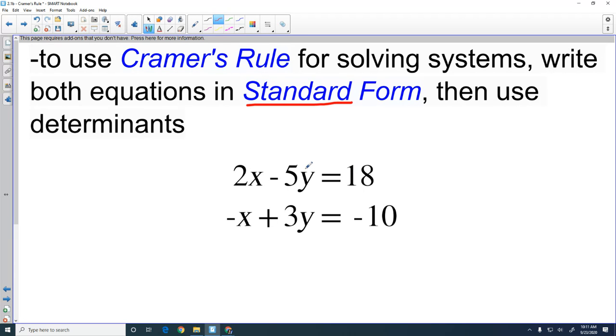If it's not set up this way, just make sure you rearrange the terms so that x and y are on the left. Make sure that x is first and the y is second. And then it equals the constant, the number that doesn't have a variable with it. And do that for both equations. Again, make sure x's are first, y's are second, equals, and then those constants. All right, so that's standard form. Make sure both equations are set up that way.